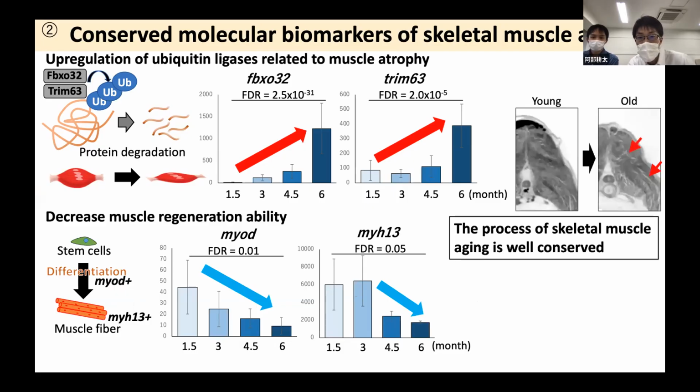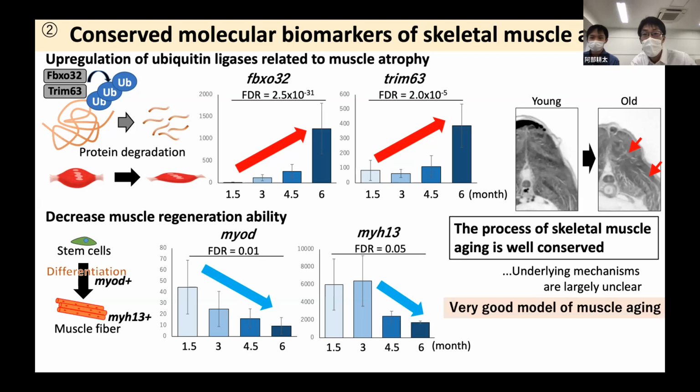So these results strongly suggest that the process of skeletal muscle aging is very well conserved also in killifish. But of course, as you know, the underlying mechanisms of this muscle atrophy are still very largely unclear in any species, of course, including human. And so this means that turquoise killifish can be a very good model for the study of muscle aging molecular mechanism.